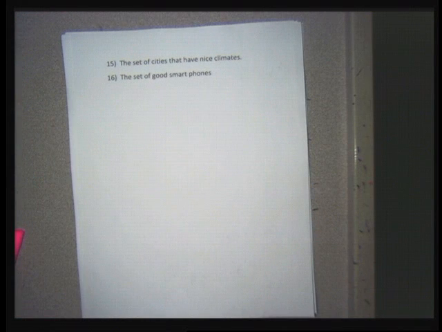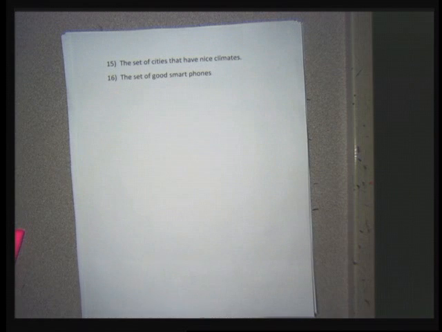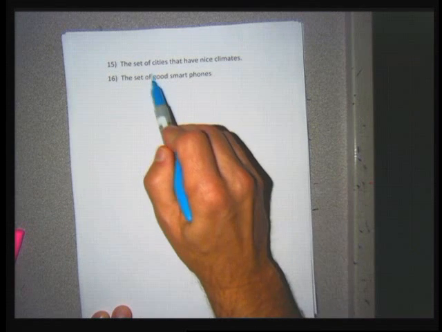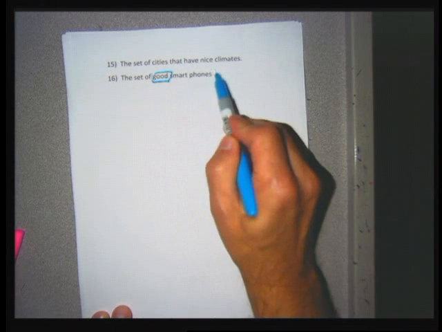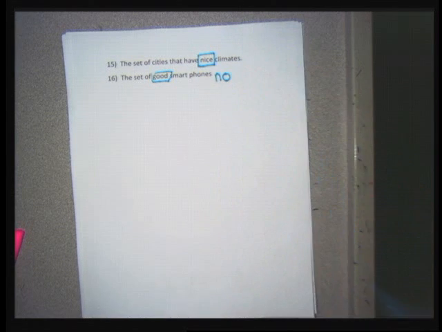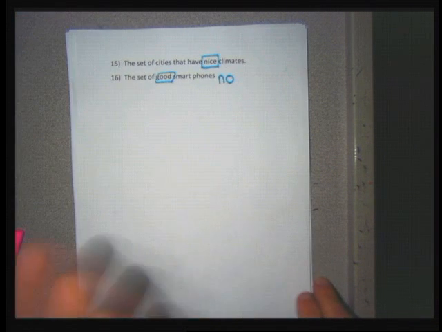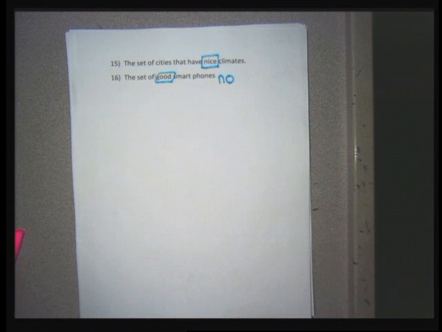16 feels a lot like the example that I did. I think the example I said good cell phones. Now I'm saying good smartphones. Nevertheless, the word good in a set description probably makes it not well defined. Similarly, nice is subjective. I think Phoenix has a nice climate. My dad thinks it has a horrible climate. So if there isn't a clear consensus that everyone, or most everyone, I think everyone would agree on, then a set isn't well defined.